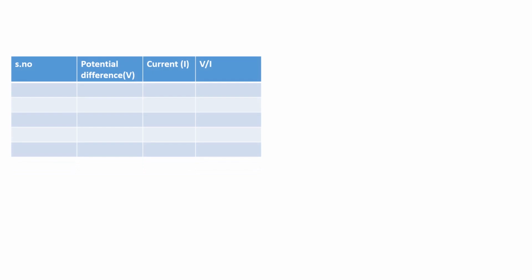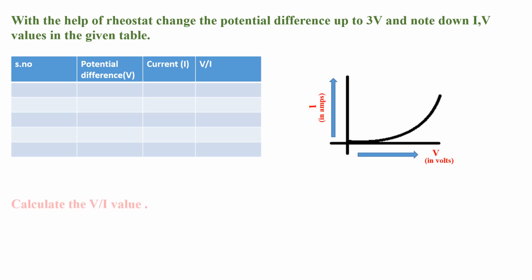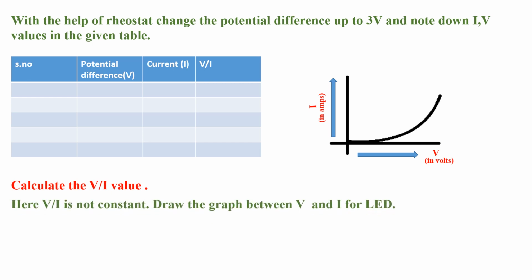With the help of the rheostat we change the potential difference up to 3 volts, that is 1, 2, 3 volts, and we note down I and V values. But here you will observe that I and V are not in a constant ratio. In the graph also you will see that it is not constant, whereas there it was constant, because the magnet wire followed the rule that V is directly proportional to I.